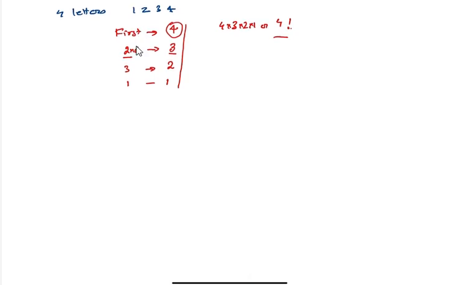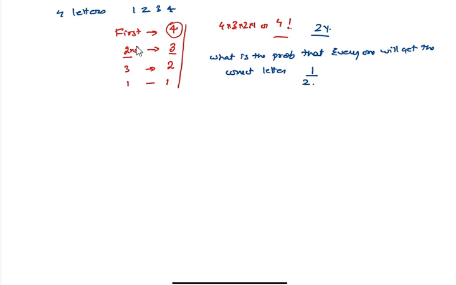Now one question is, what are the chances that everyone will get the correct letter only? What is the probability that everyone will get the correct letter? Since there are 24 possibilities, the probability of this happening is just 1 out of 24.